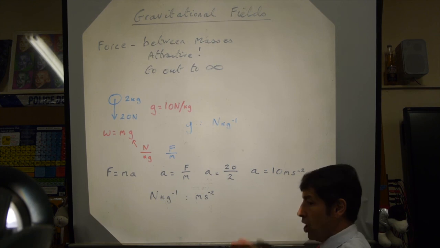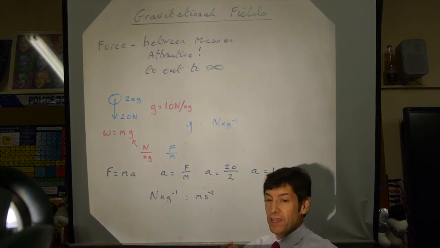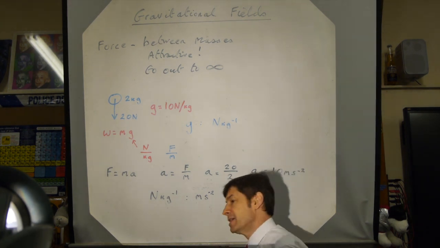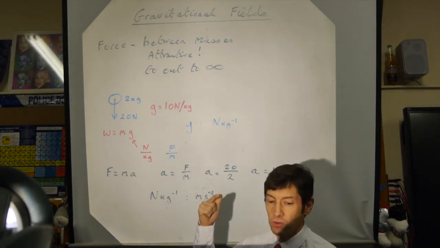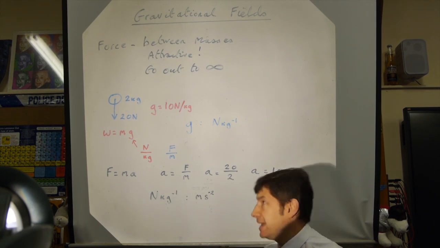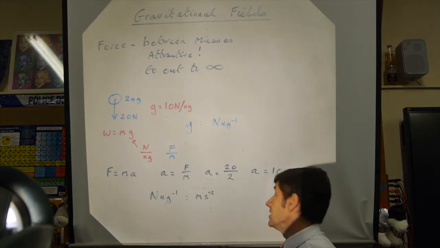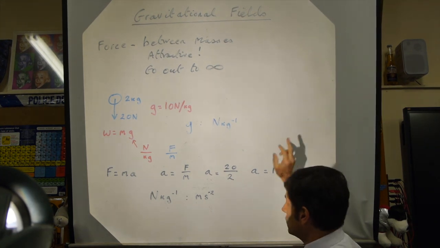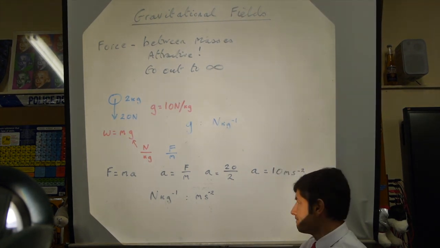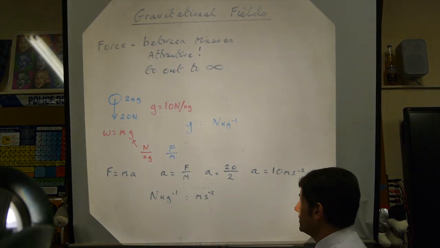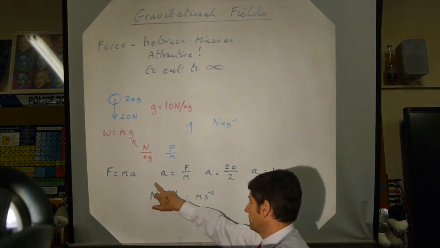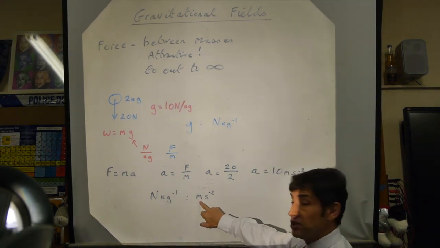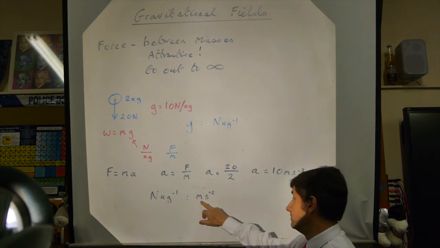Now, I hope you're happy with the fact that if I take a bigger object, or more correctly, one that's heavier, it doesn't make any difference. So if I take 1 kilo or 2 kilos or 3 kilos, it will still accelerate at 10 meters per second per second. So what we're saying here is that the units of gravitational field strength, newtons per kilogram, must be the same as the units for acceleration.